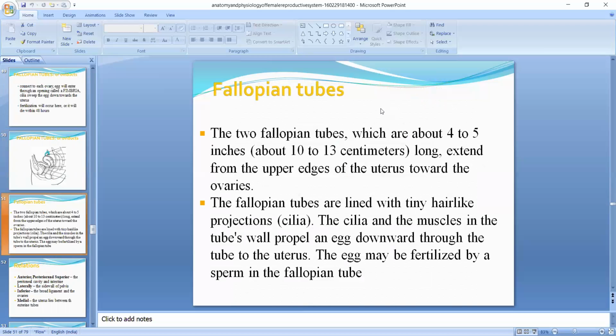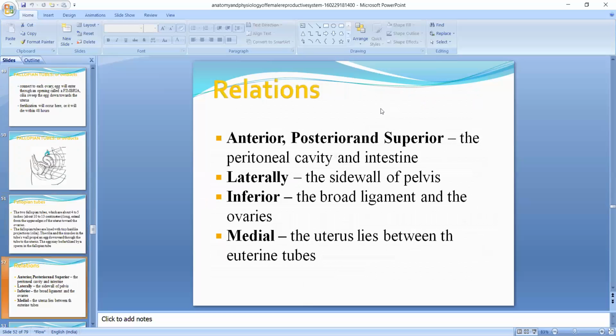The fallopian tubes, we can see here, are about 5 inches, that is 10 to 13 centimeters long, and extend from the upper edge of the uterus towards the ovaries. They are lined by tiny hair-like projections called cilia. Cilia and muscles in the tubes propel an egg downward through the tube to the uterus, and the egg may be fertilized by a sperm in the fallopian tube.